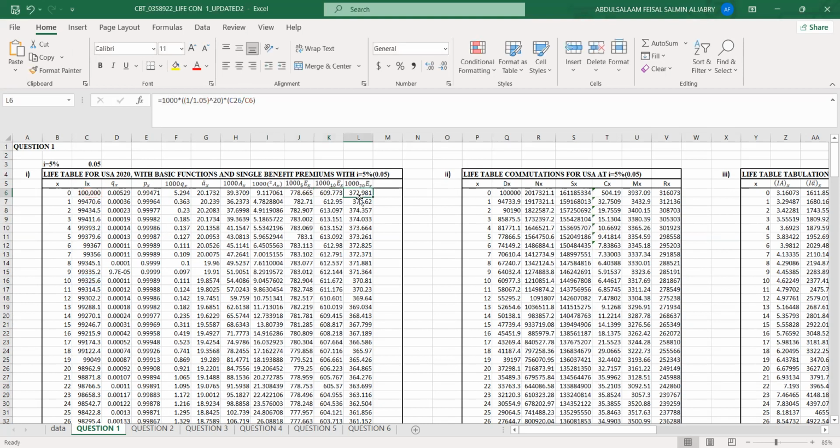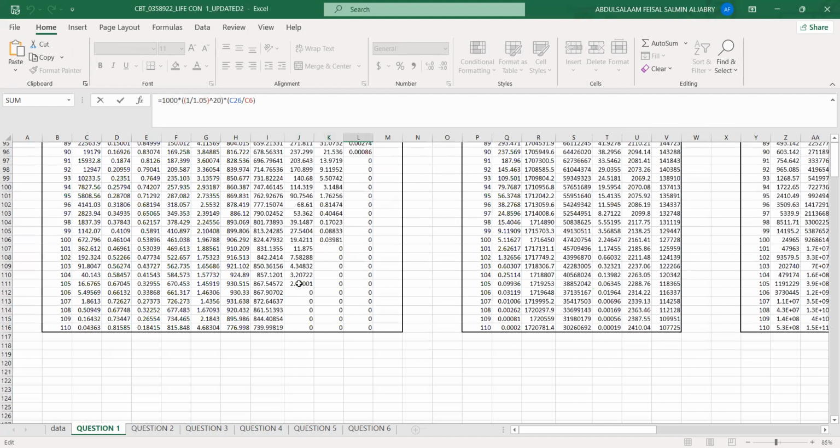And for 1020x, again, it's power 20 because it's for 20 years. And C26 is the L20 divided by L0. And that's that for part 1.